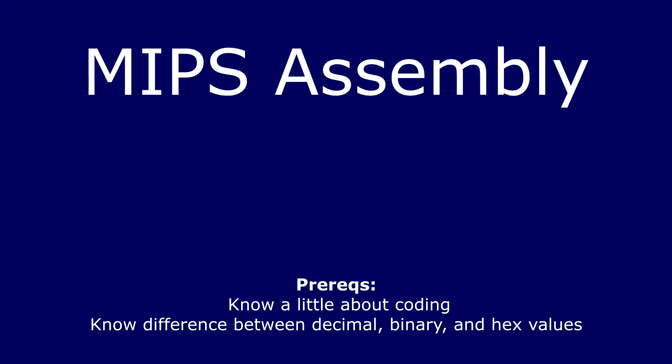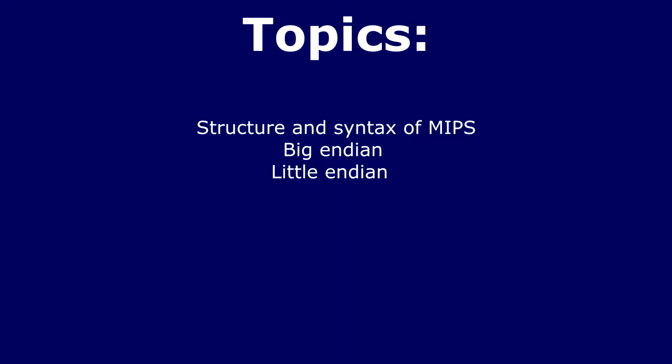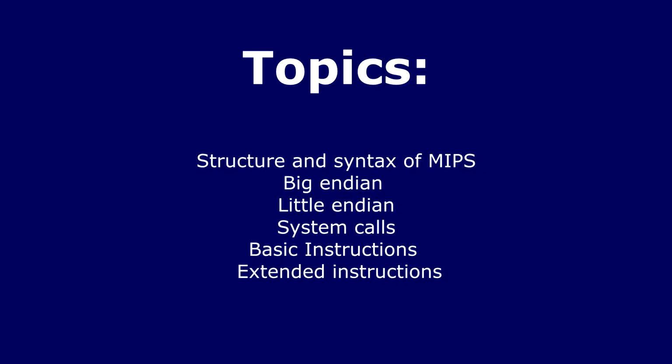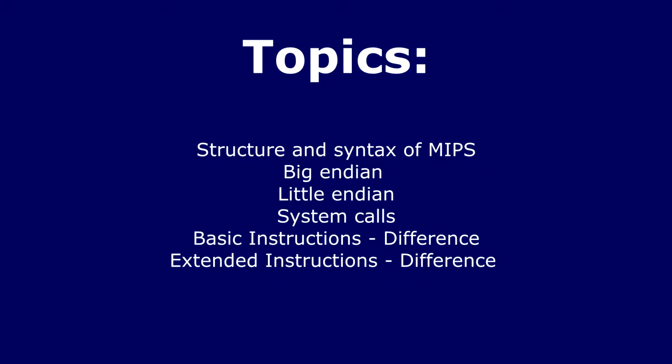In this tutorial, I will cover the basics of the MIPS architecture and how to write assembly code. I will assume you have basic knowledge of how to write code, and how to read decimal, binary, and hexadecimal numbers. Some of the topics I will cover are the structure and syntax of MIPS, big endian and little endian byte order, system calls, basic instructions, extended instructions, and the difference between the two.